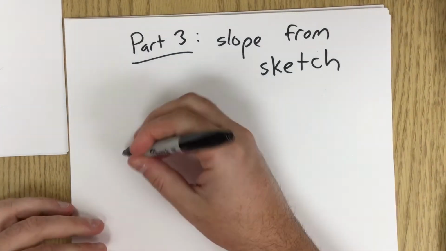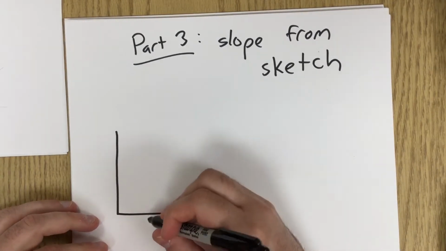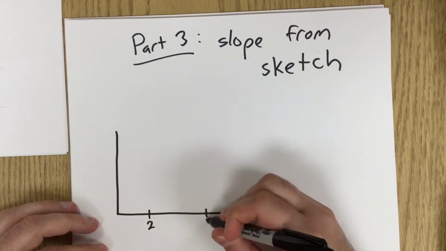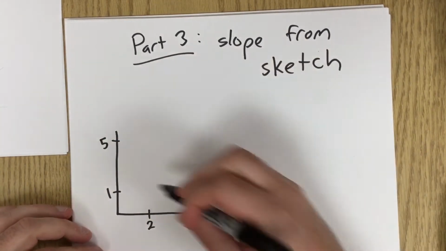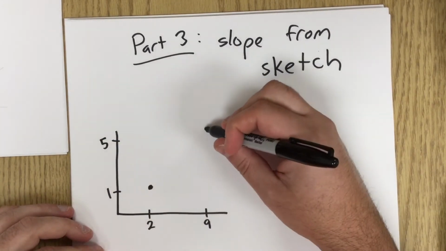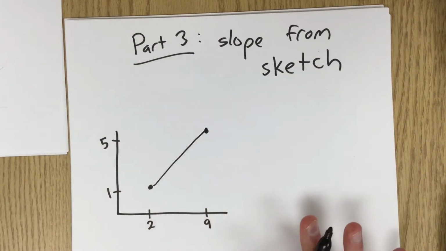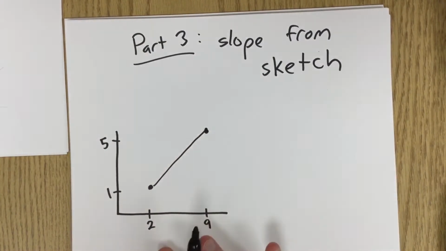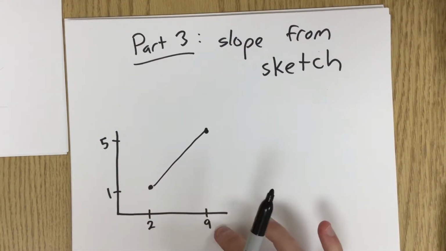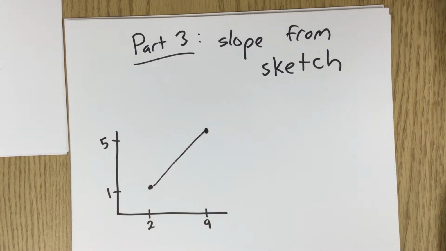So part 3, we're going to have a slope from a sketch. Let's say, for example, this is 2, and this is 9, and this is 1, and this is 5. And I've made kind of a partial line over here. Notice it's not exactly to scale. This distance is 4, that distance is longer. But the point is, this point started at 2, ended at 9. This point is at 1, we ended at 5. So how do we figure out the slope of this?